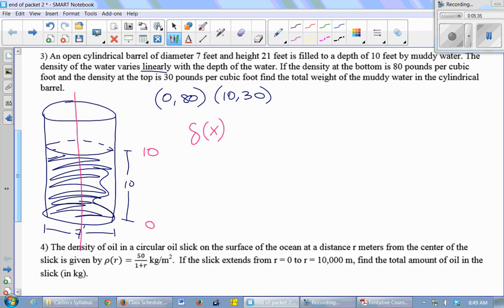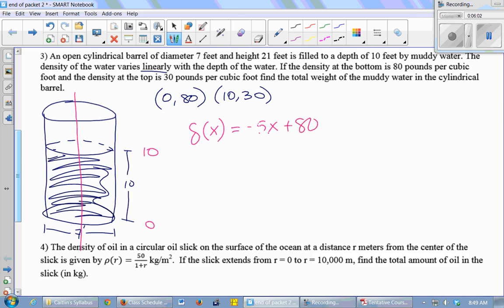And that's a delta, it's often used for density. It's a Greek letter, lowercase delta. Rho, we use that too. I'm going to use that in the next one. Okay, so delta of x will be the equation of this line, which you told me was what?